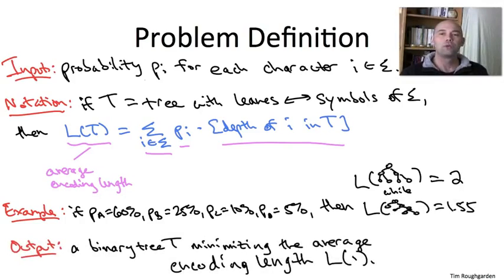So what then is the goal? What's the responsibility of our algorithm? Well, amongst all binary trees which have leaves in correspondence to the symbols of sigma, we want to compute the one which makes this average encoding length as small as possible, which minimizes our objective function, capital L. Turns out Huffman's greedy algorithm does it. More details to come.